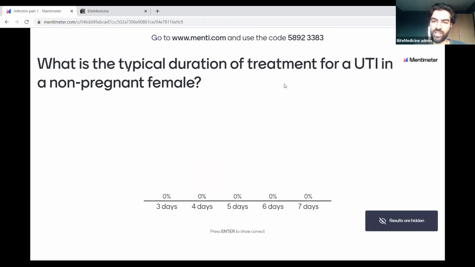What is the typical duration of treatment for a UTI in a non-pregnant female? So a simple UTI in a non-pregnant female.